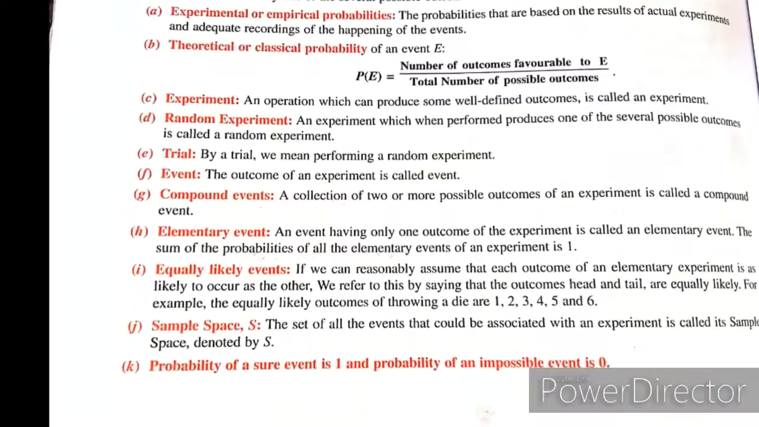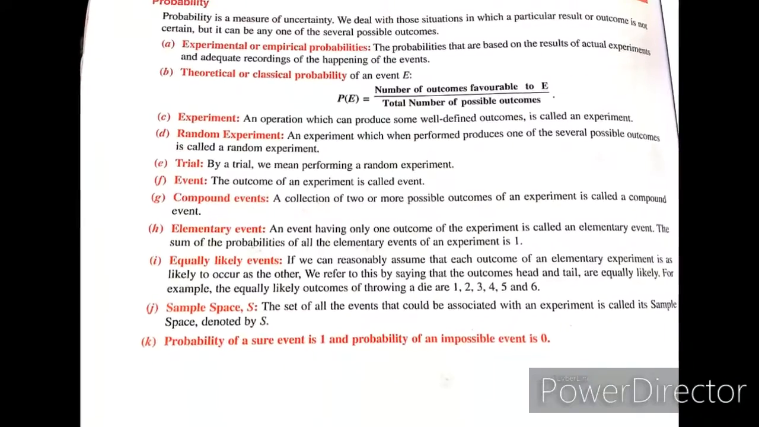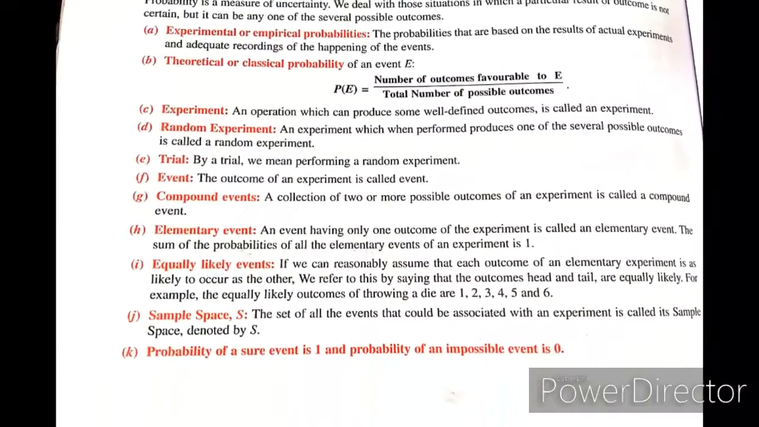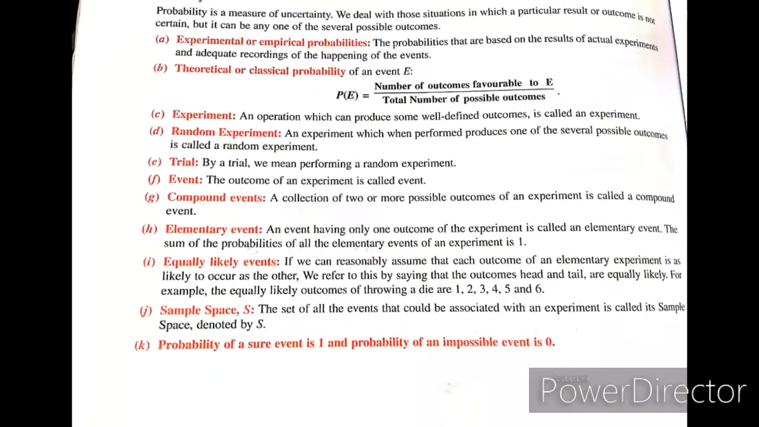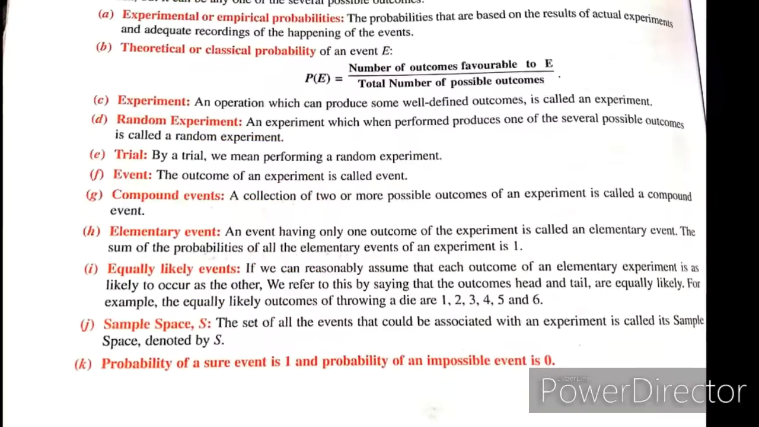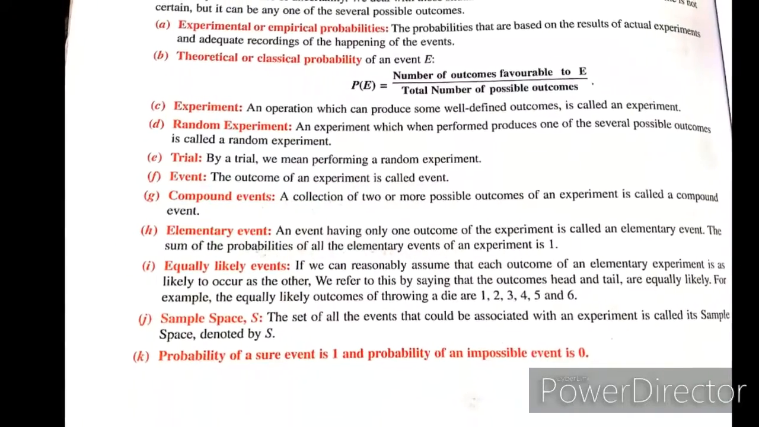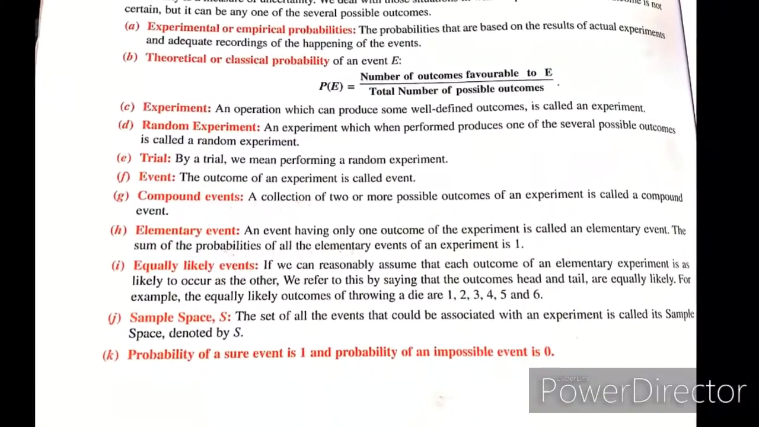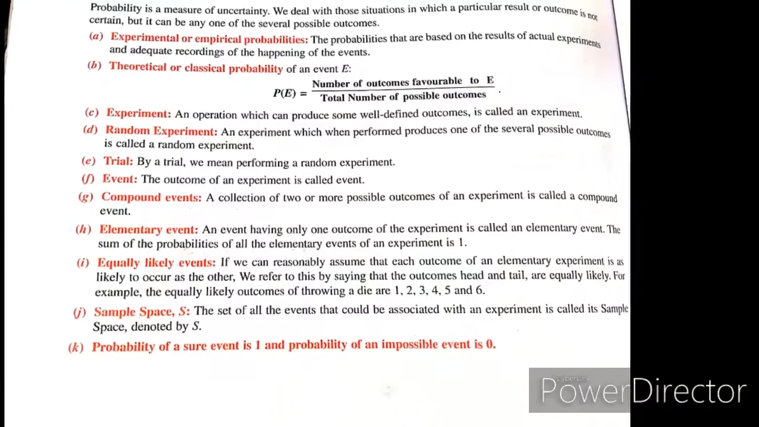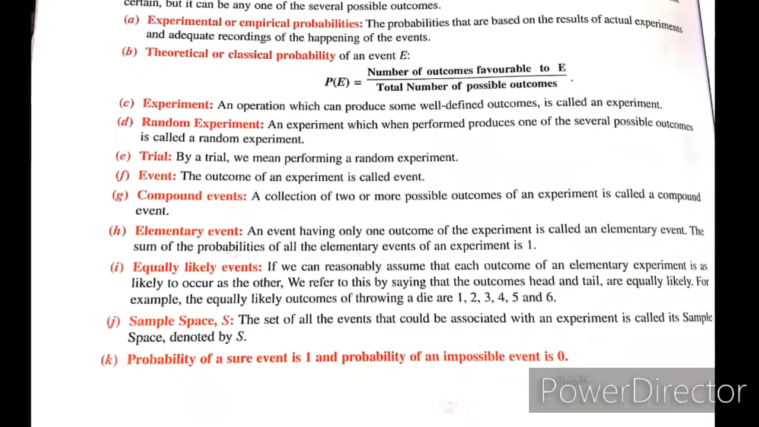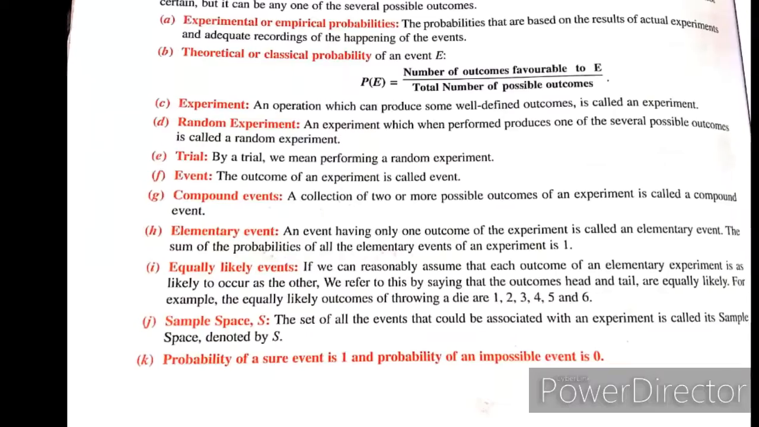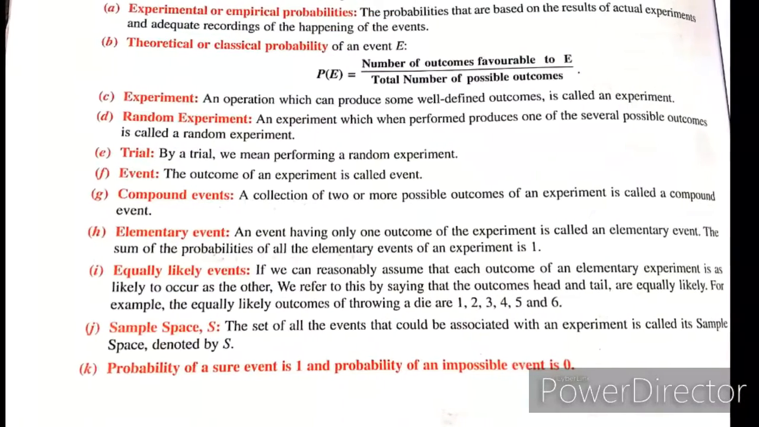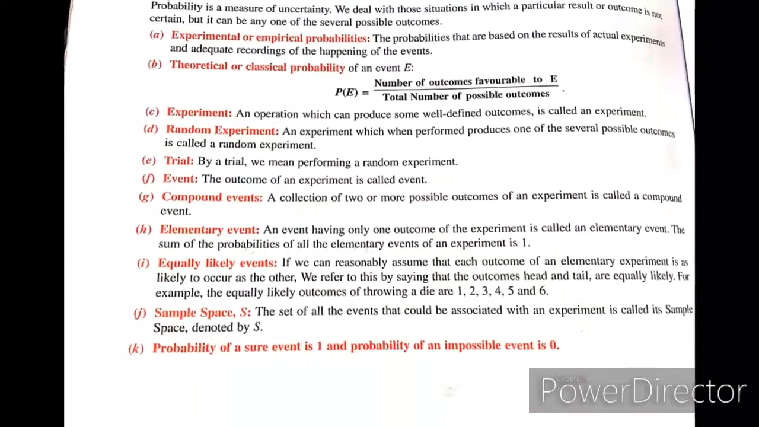We have to learn regarding experiment. An experiment is an operation which can produce some well-defined outcomes. There are different types of experiments. Mainly two types of experiments we have. First one is random experiment and second one is deterministic experiment. Random experiment means an experiment which, when performed, produces one of several possible outcomes is called a random experiment.